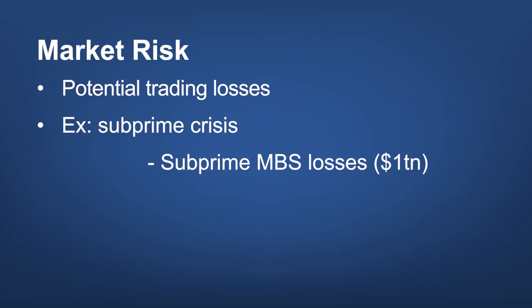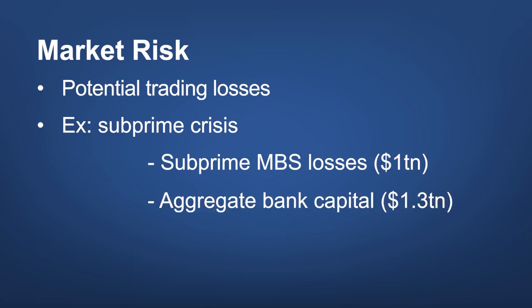To give you some context, subprime MBS losses were around $1 trillion by mid-2009. Total bank equity, this is summed across all US banks, was around $1.3 trillion before the crisis. Many banks became insolvent due to market risk exposures.